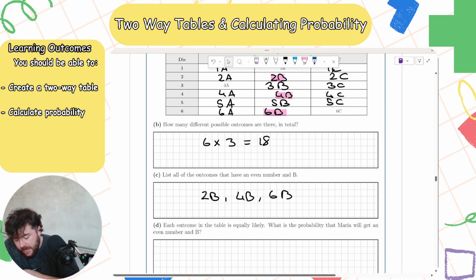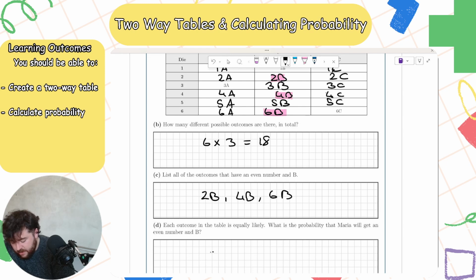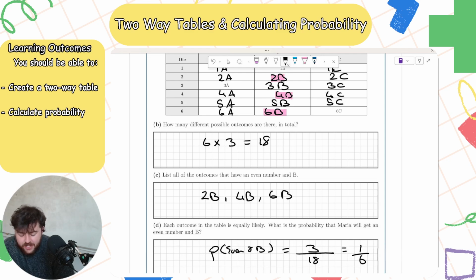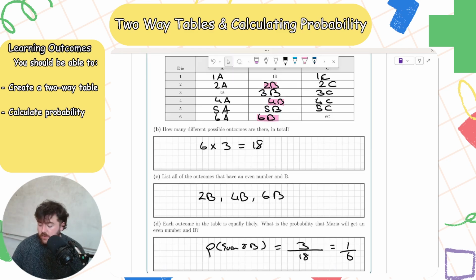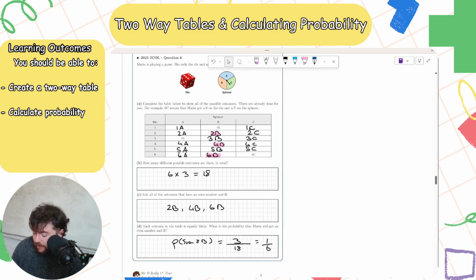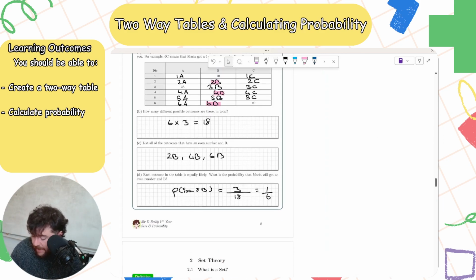Each outcome in the table is equally likely. Calculate the probability that Maria will get an even number and a B. That is just even and B. We have 3 favorable outcomes over 18 total outcomes. The answer is 1/6. So she has a 1 in 6 chance of getting an even number and a B.